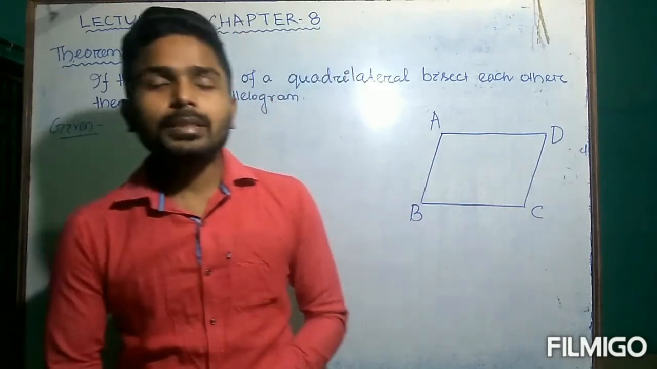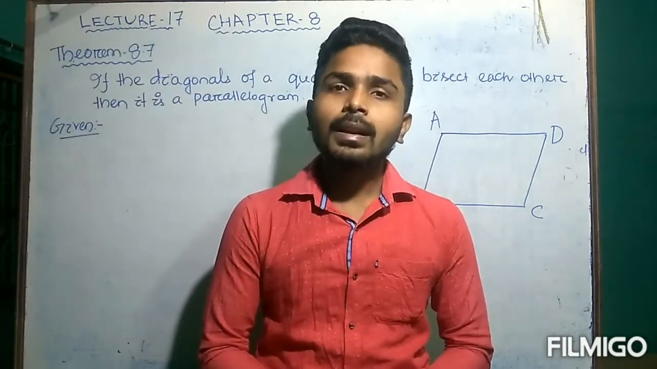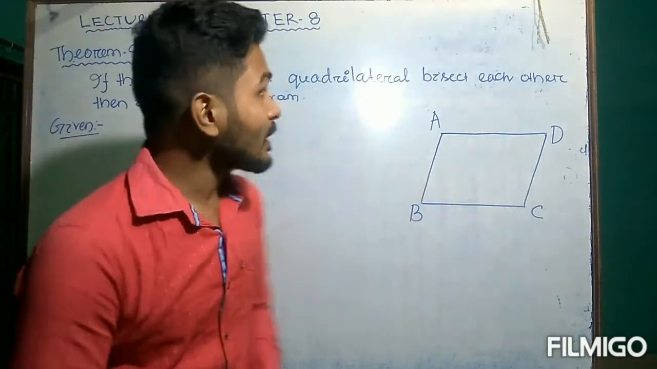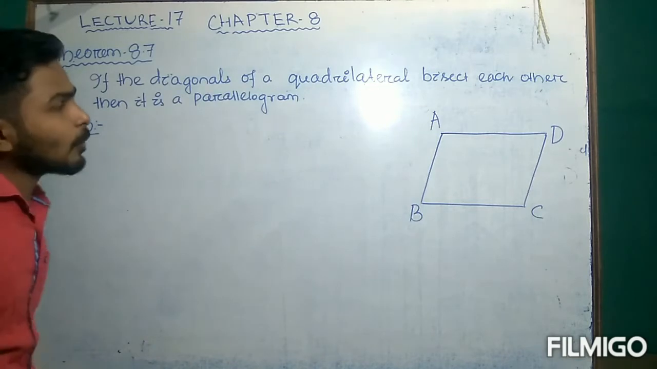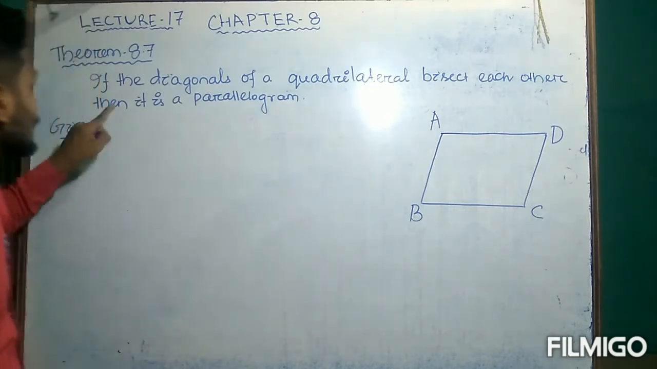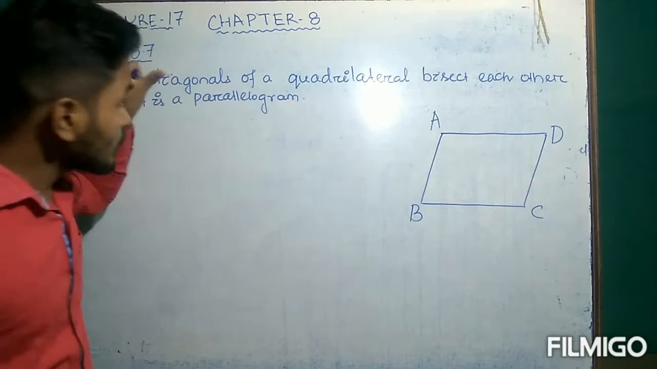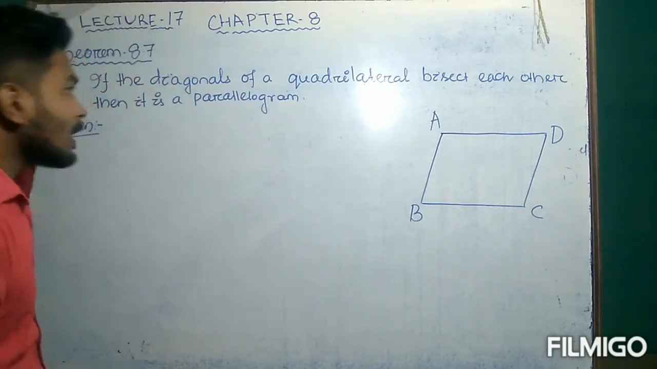In this lecture we are going to discuss one more theorem, that is theorem number 8.7. So let us understand the statement of the theorem. It states that if the diagonals of a quadrilateral bisect each other, then it is a parallelogram. So we have to first understand this statement vividly.